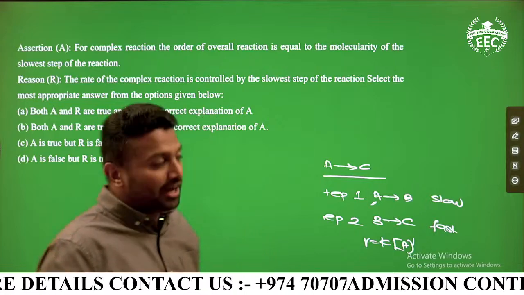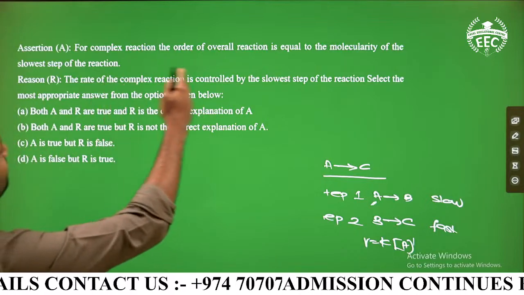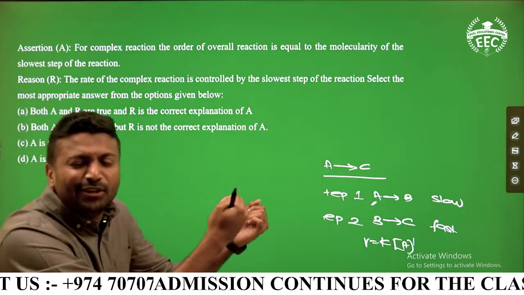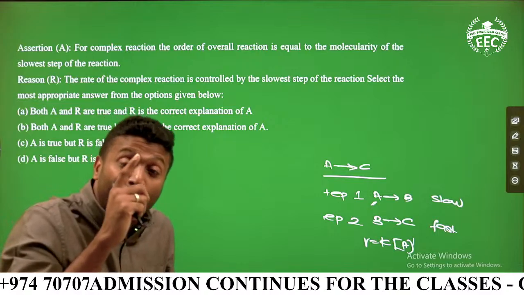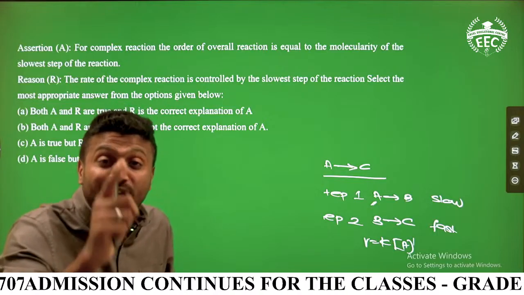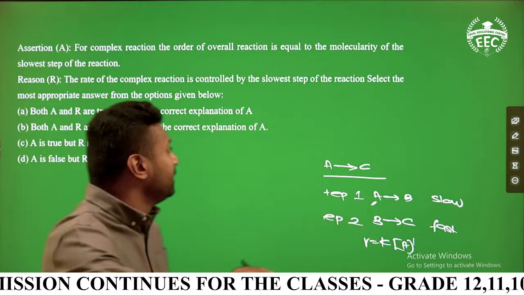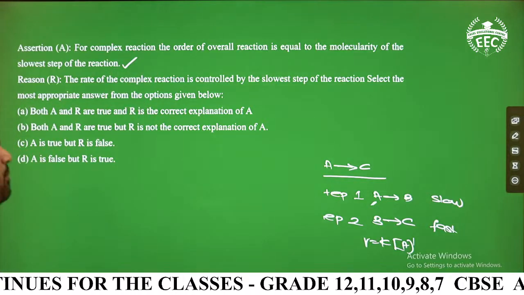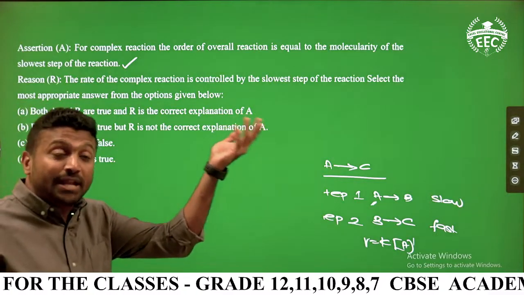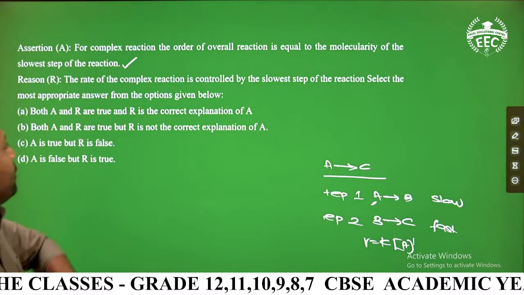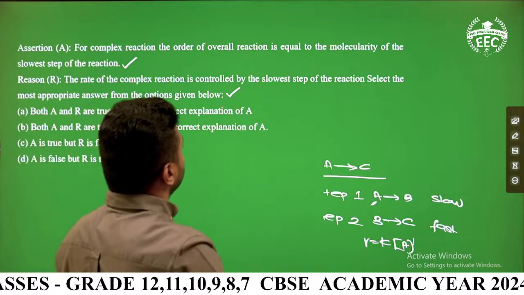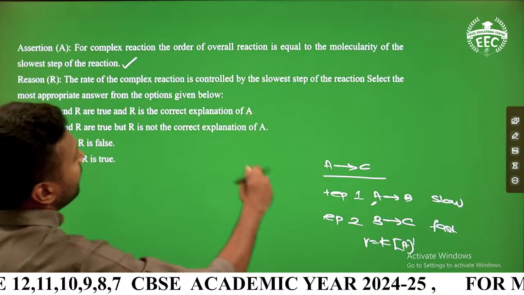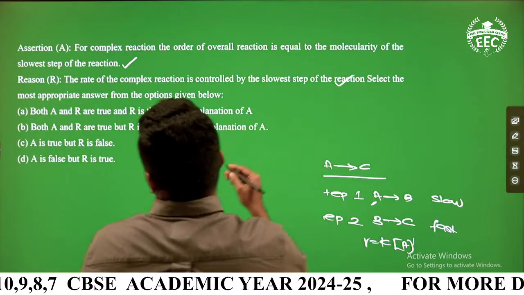Now going for the assertion. For a complex reaction, the order of the overall reaction is equal to molecularity. Absolutely correct, because the order of the complex reaction will be the same as the molecularity, the number of molecules of the slow step. Obviously the assertion is correct. What about the reason? The rate of a complex reaction is controlled by the slower step, damn sure. Select the most appropriate answer from the following options. Here both assertion and reason are true, and the reason is a correct explanation. You can go with option A.